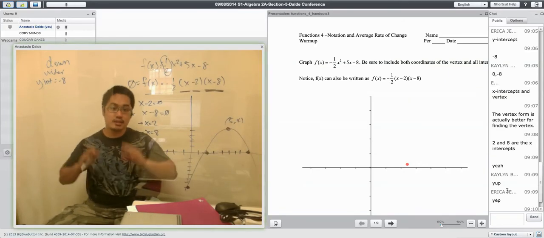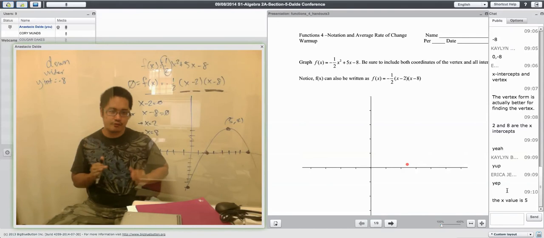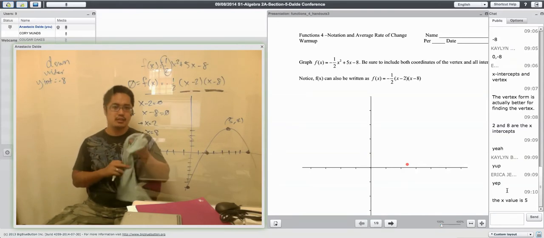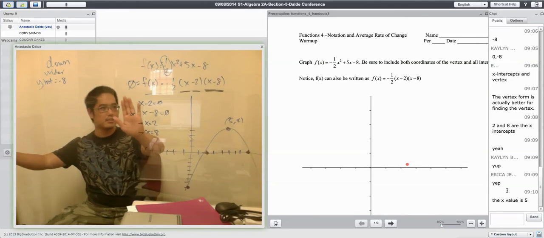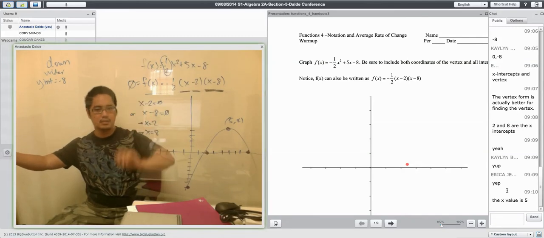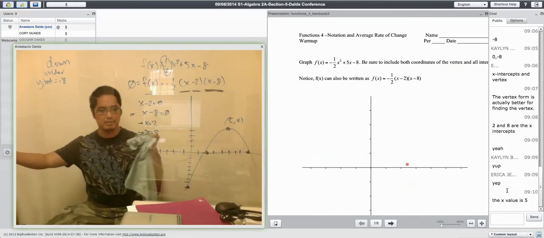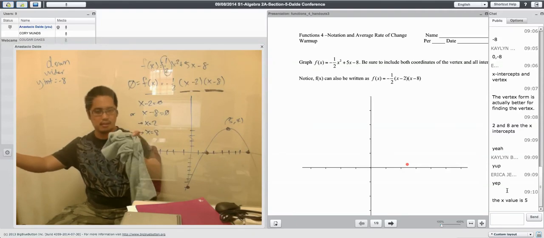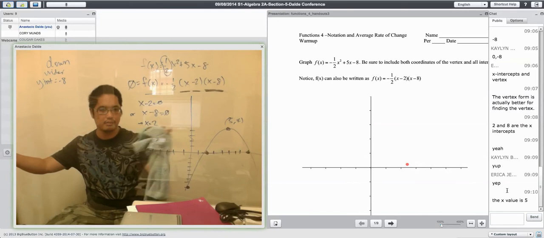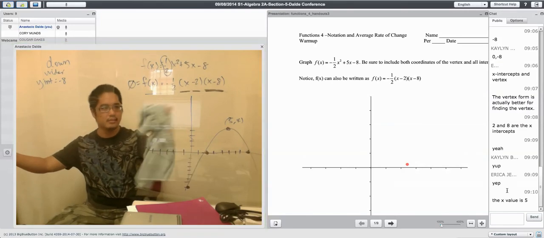Now, there's a for sure way to figure out exactly what the vertex is. By the way, I'm going to erase this part. Is that all right with you? Okay, erasing. No one said no.